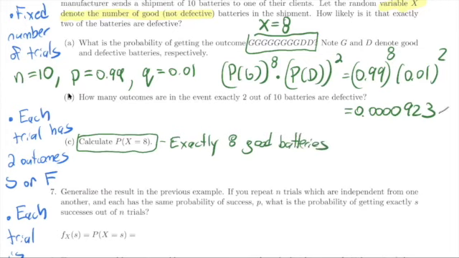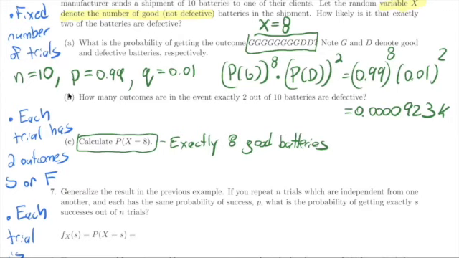It's not going to equal this, right? Because there are other ways that you could have gotten a shipment of 8 good batteries. It doesn't have to be the first 8 were good and the last 2 were defective. It could be that the first 2 were defective and the last 8 were good. And there's all other sorts of ways that we can fit, say, 8 Gs into a string of 10 letters.